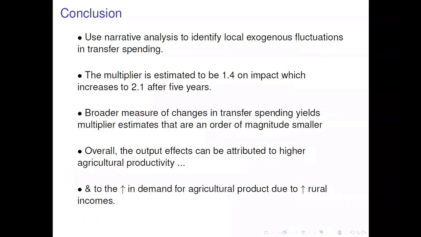What's the conclusion? We use narrative analysis to identify local exogenous fluctuations in transfer spending. The multiplier is estimated to be 1.4 on impact, which increases to 2.1 after 5 years. And when we contrast this with the broader measure of changes in transfer spending, that yields multiplier estimates that are an order of magnitude smaller. Overall, we attribute the multiplier effects to agricultural productivity and to the increase in rural incomes.